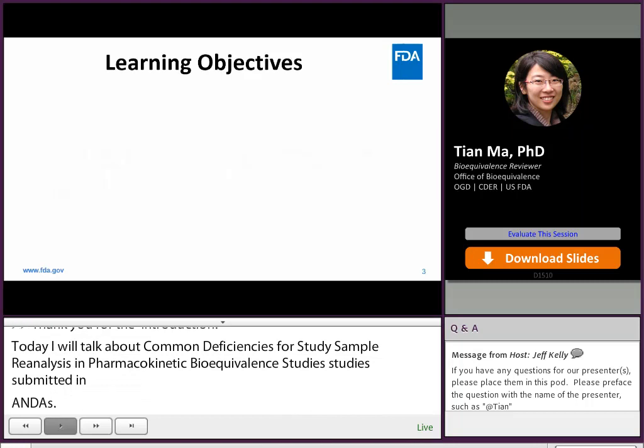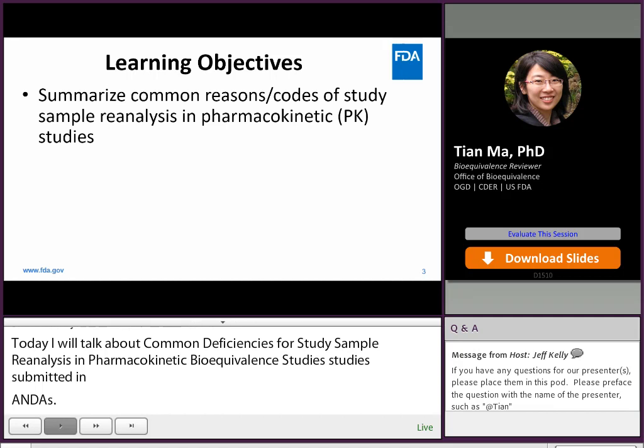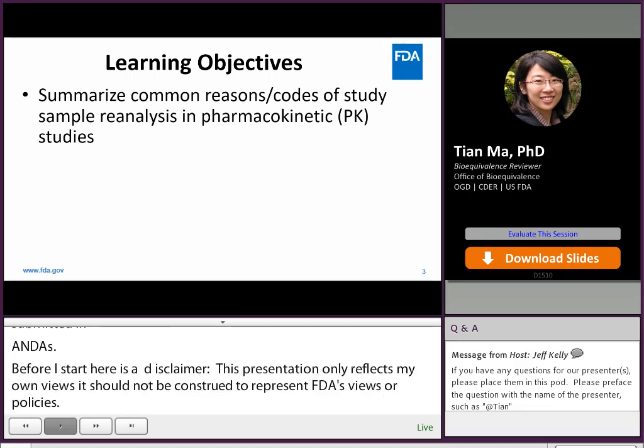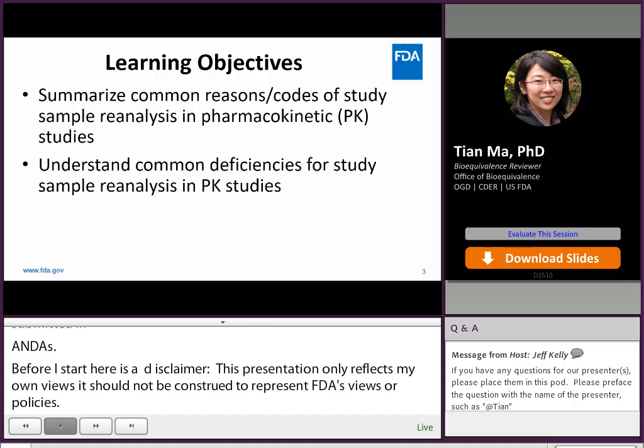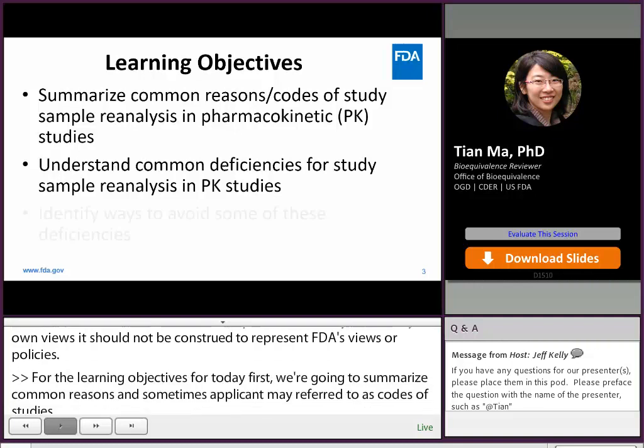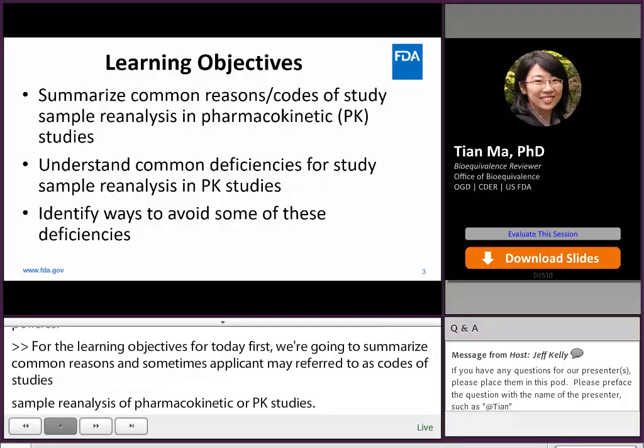For the learning objectives for today, first, we're going to summarize common reasons, or sometimes the applicant may refer to them as codes, of study sample reanalysis in pharmacokinetic or PK studies. Next, we're going to understand common deficiencies for study sample reanalysis in PK studies. And lastly, we're going to identify ways to avoid some of these deficiencies.